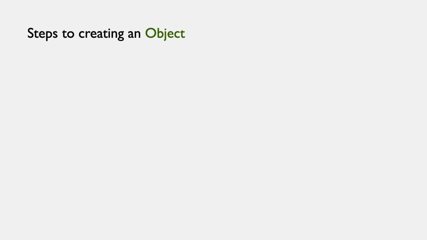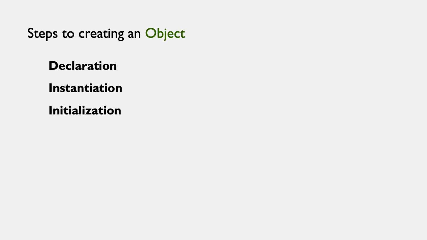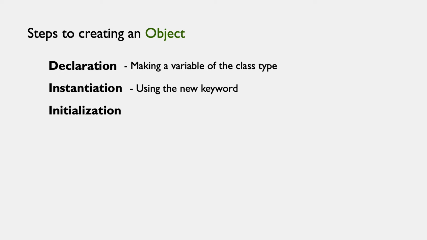In a lot of cases, this will mostly be where you initialize the data for your fields on your objects. We will touch on this in the coding example coming up next, but when creating an object in Java, there are three main steps: the declaration, instantiation, and initialization. The declaration involves making a variable of the class type. The instantiation is using the new keyword in Java, and the initialization is calling the constructor.